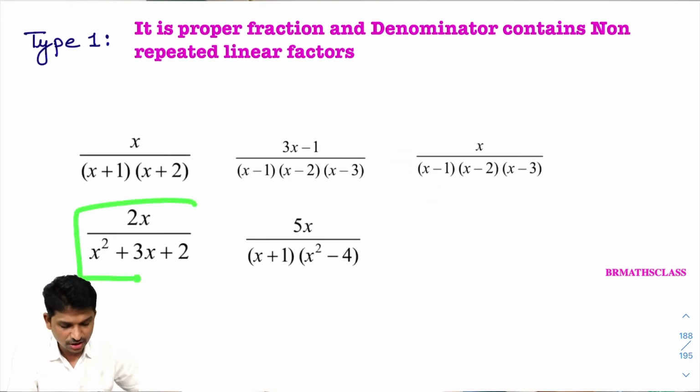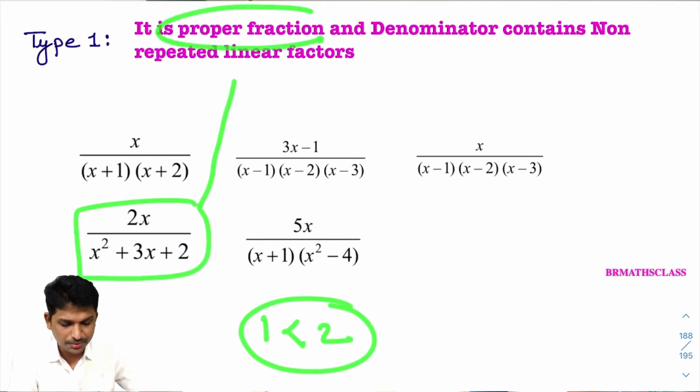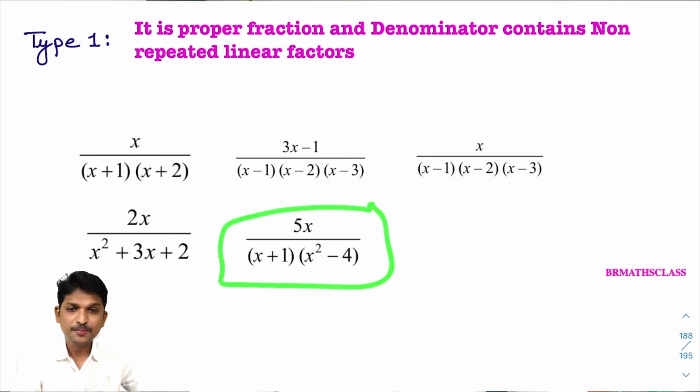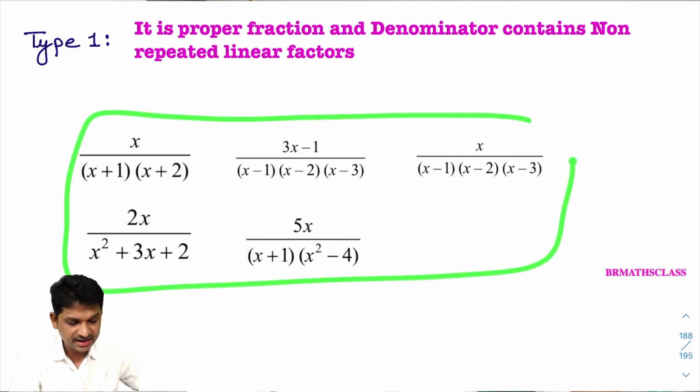Look here. Degree of numerator 1. Degree of denominator 2. Degree of numerator is less than degree of denominator. So this is an example of a proper rational function. Look at this one. Degree of numerator 1, degree of denominator 3. So this is a proper rational function. Whatever examples are there here, they are all proper rational functions.